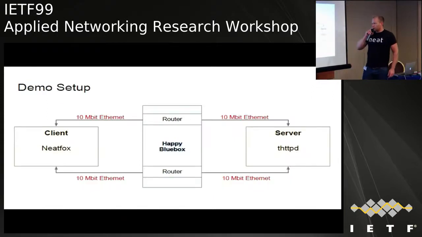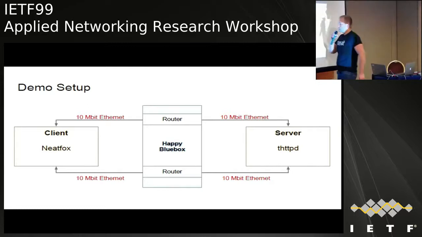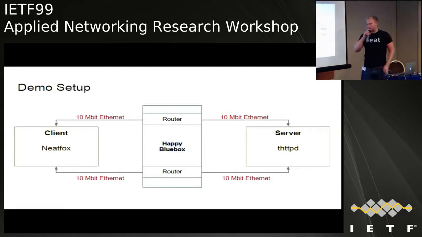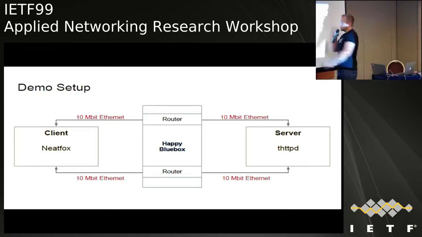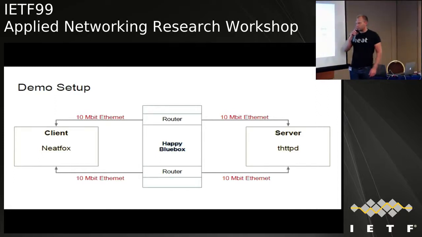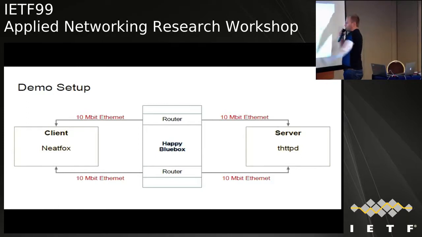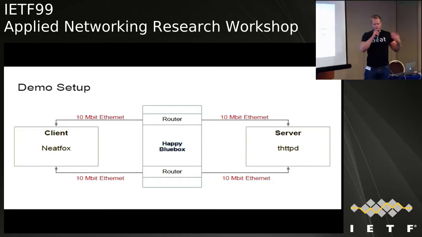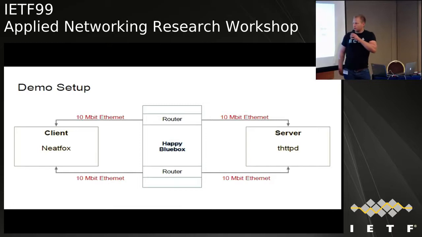So, how does the setup look? On the left-hand side, we have the client. We called it NeatFox because it's Firefox over Neat. And the client is connected via two 10 megabit Ethernet connections to two routers. And we call the routers Happy Blue Box. I will explain why we call them Happy Blue Box later. And here we have two more 10 megabit Ethernet connections, which are connected to the server. The server runs THTTPD, and all these four networks live in different subnets. So this subnet is routed by this router to the other one, so two different paths.